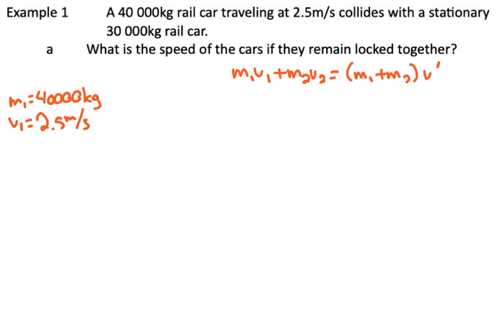That collides with a stationary 30,000 kg car, so m2 would be 30,000 kg. v2, because this car is stationary, is 0 meters per second. The only other variable we have in this equation is v prime, which is the combined velocity of the two objects as they stick together, and we don't know that. We're trying to find that.